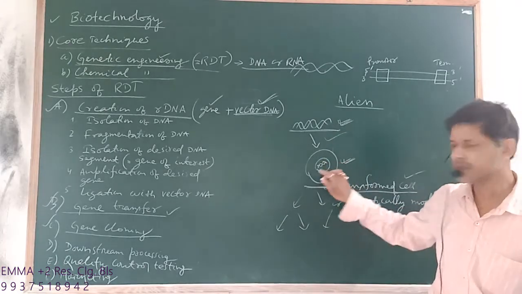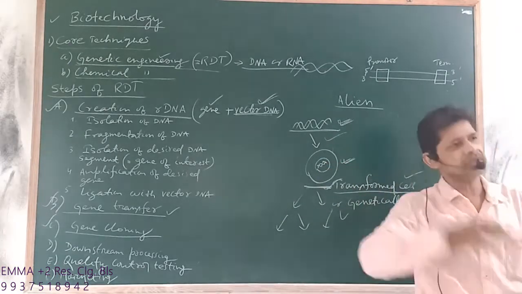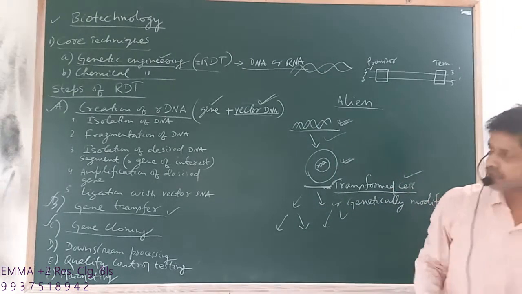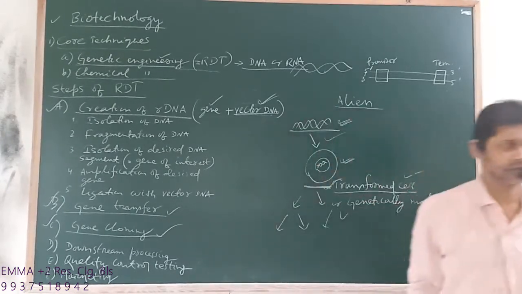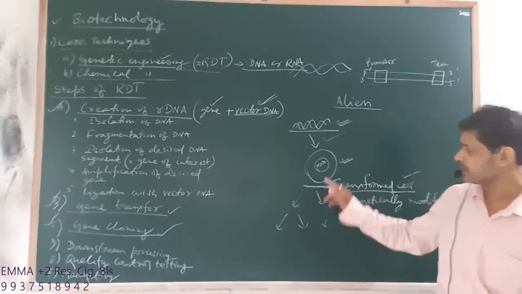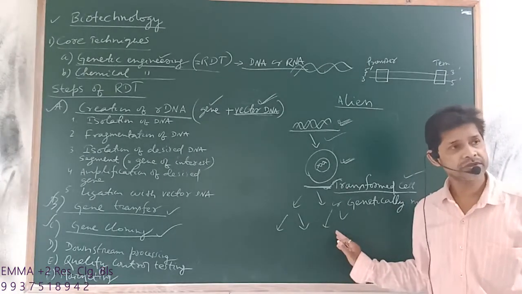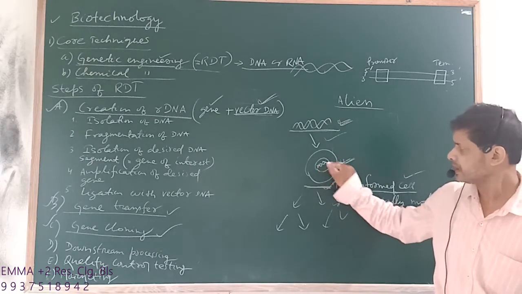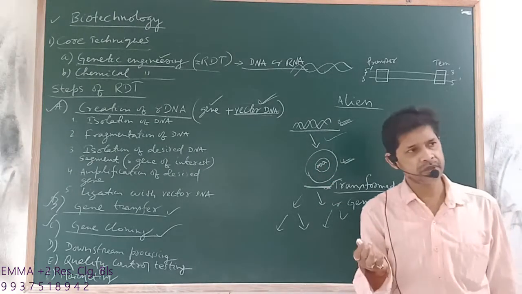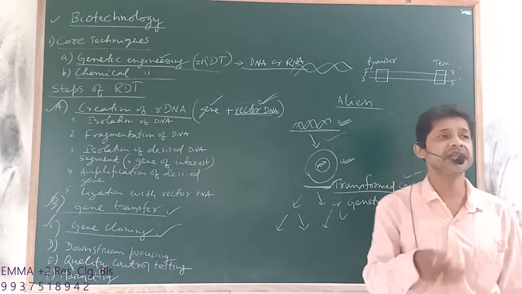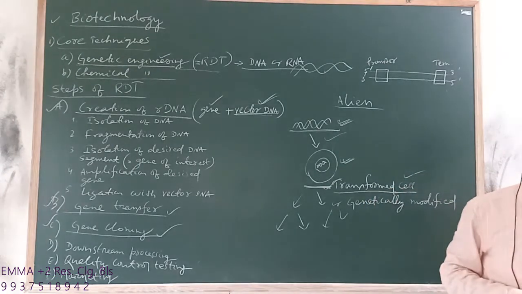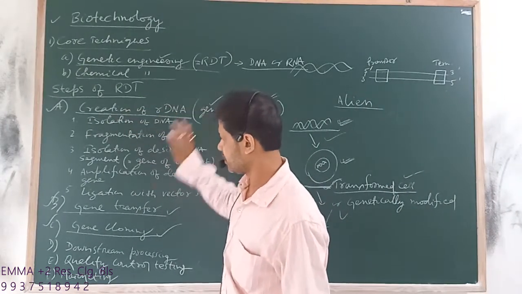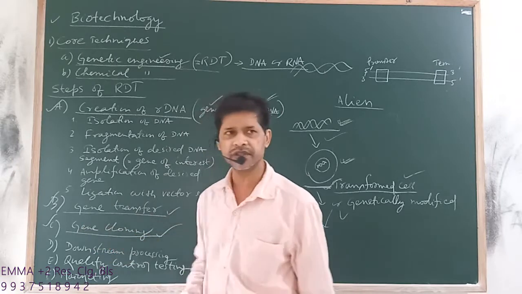So every cell will produce insulin, so my quantity, volume of insulin will rise. So there comes a point, gene cloning. Gene cloning involves the technique so that the DNA multiplies its number so that identical DNA can be obtained. That is the cloning. So this is the summary: creation of recombinant DNA, gene transfer, gene cloning.